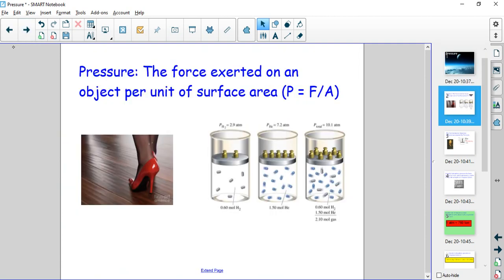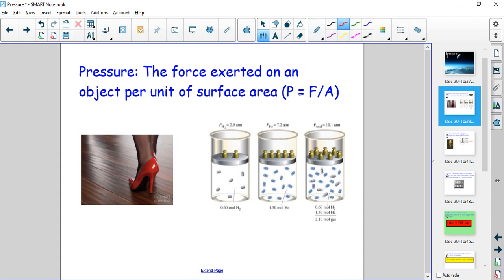So pressure, here's your basic definition of pressure. It's simply the force exerted on an object per unit of surface area. Now, if you're anything like me, that goes in one ear, out the other. What I like to think about when I think about pressure is this formula. Now, you might not be like me. You might love this definition here, and that might work just fine for you. So either way, let's go over both of them.